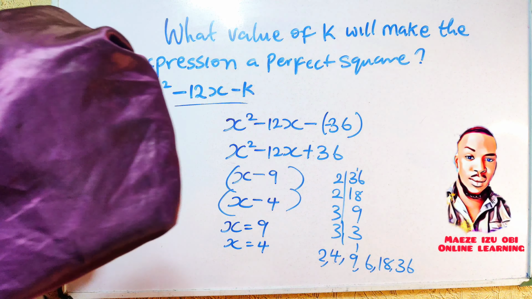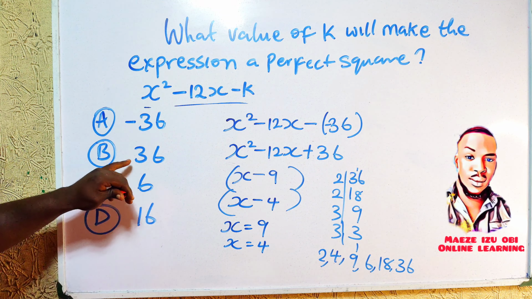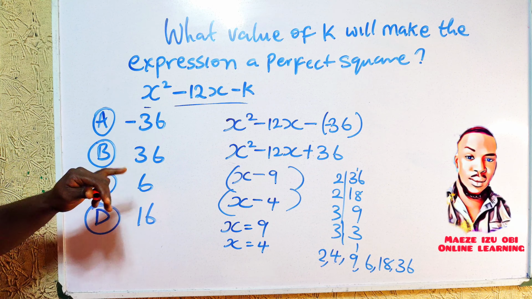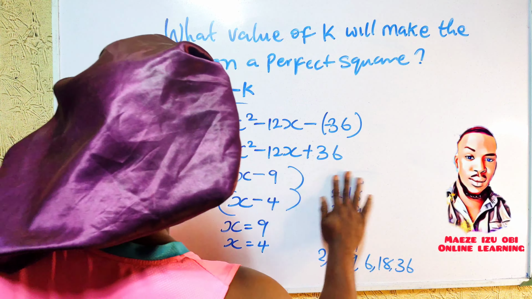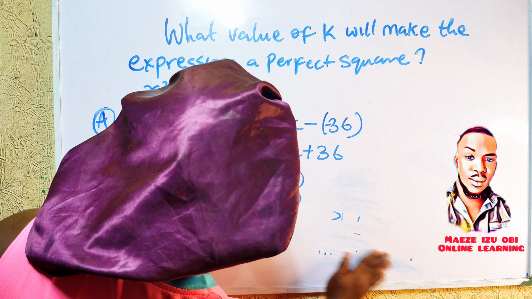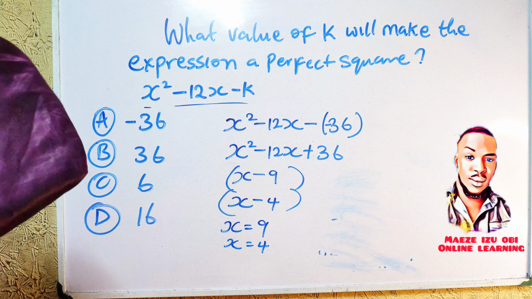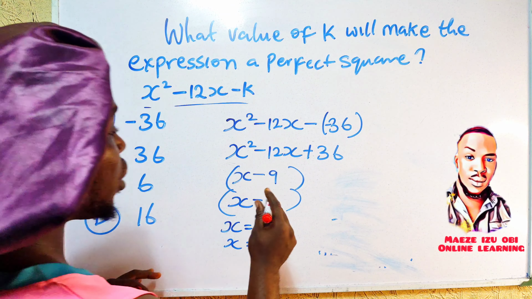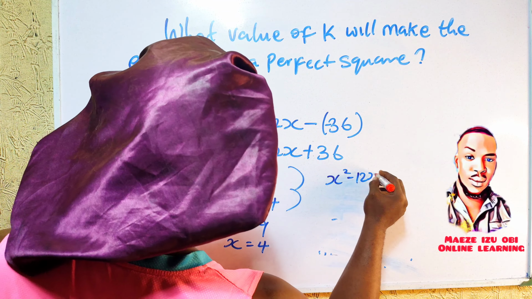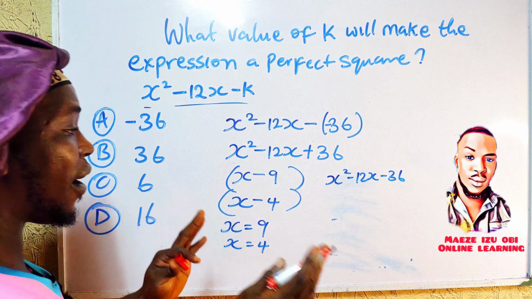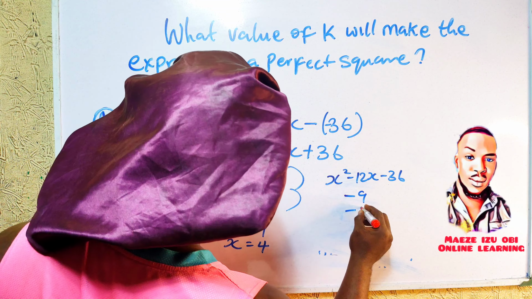So the answer to this question is option A, and some people might be saying it is option B. But let me show you something. If you say that option B will go in this question, you are going to have x squared minus 12x minus 36. And after solving, your final answer is going to be minus 9 and minus 4.